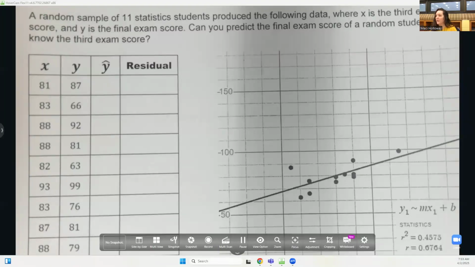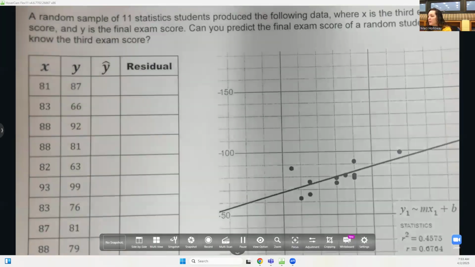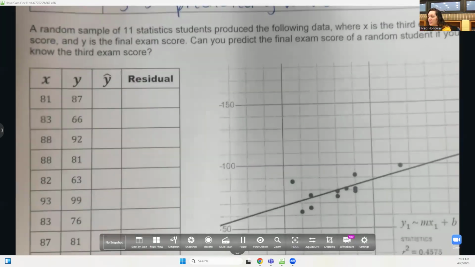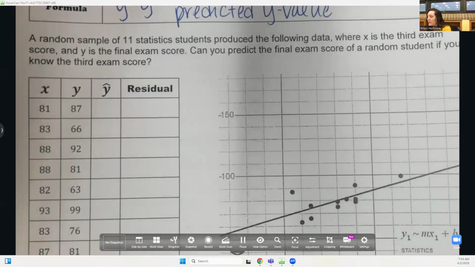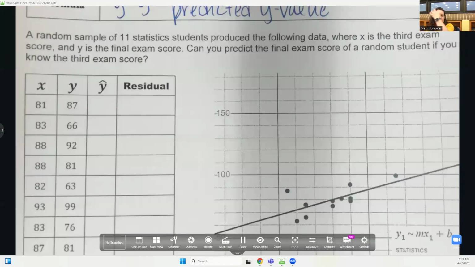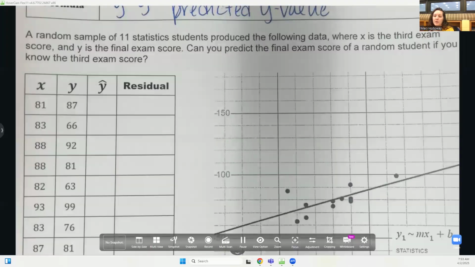All right, good morning. We are going to be talking about residuals a little bit more and how to find out the actual value of a residual. So we talked about last time that a residual is the distance from the actual y value, and that's the perpendicular distance, right? So here we're going to actually figure out how to find the residual.